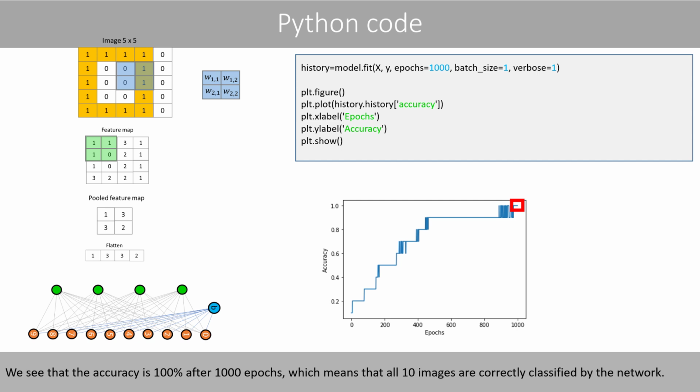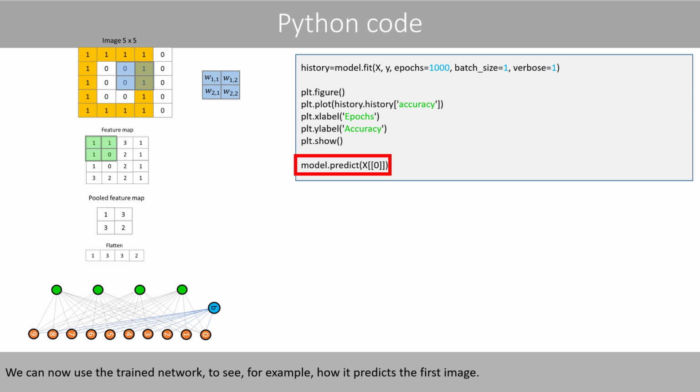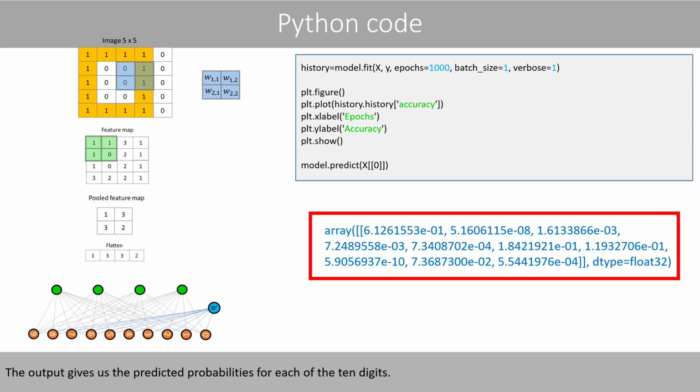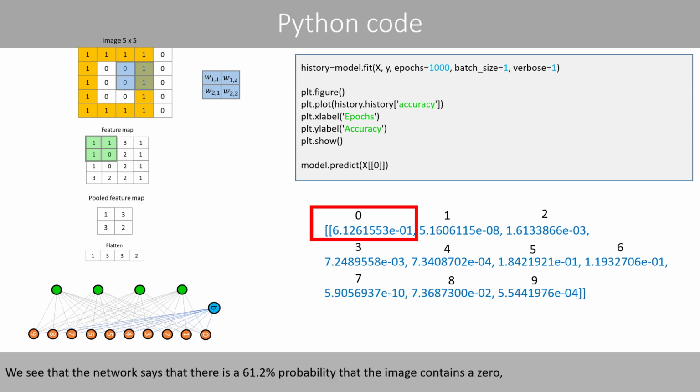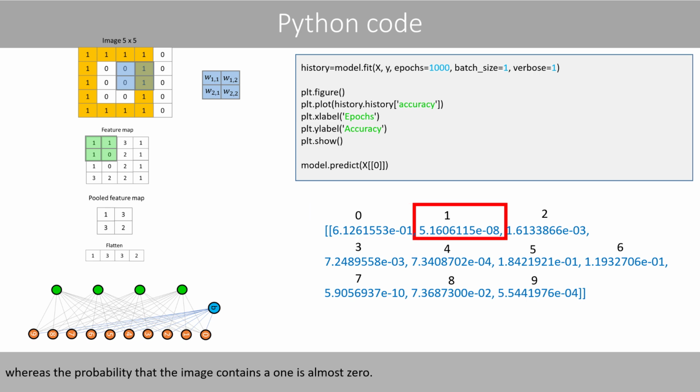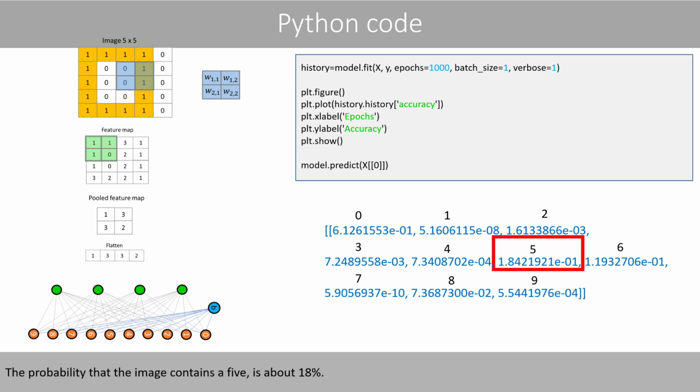We see that the accuracy is 100% after 1000 epochs, which means that all 10 images are correctly classified by the network. We can now use the trained network to see, for example, how it predicts the first image. The output values give us the predicted probabilities for each of the 10 digits. We see that the network says that there is a 61.2% probability that the image contains a 0, whereas the probability that the image contains a 1 is almost 0. The probability that the image contains a 5 is about 18%.